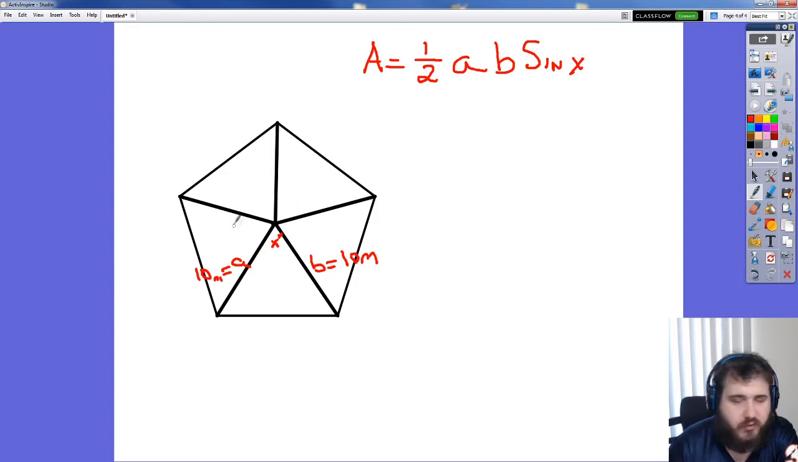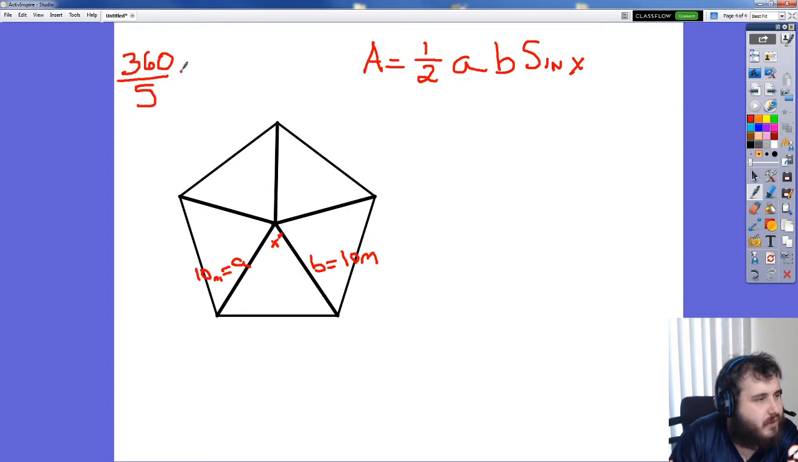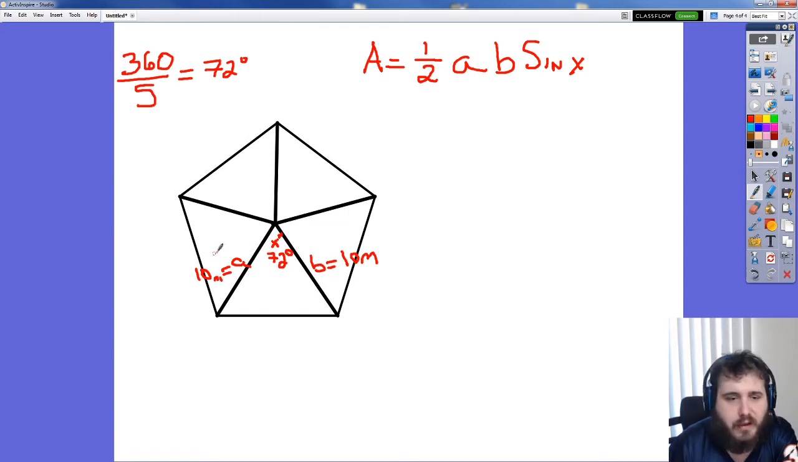And all 5 of these angles are the same, right? So they all make 360 together because they sort of go around a circle like that, right? So if I did 360 divided by 5, I had better get 72, right? And so we end up with this information here. We've now got A, we've got B, and we've got X.